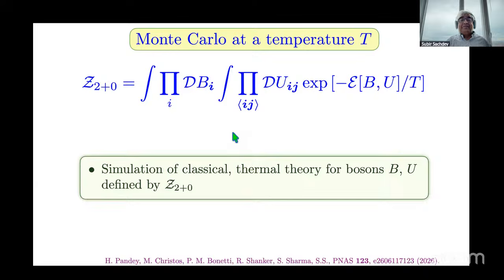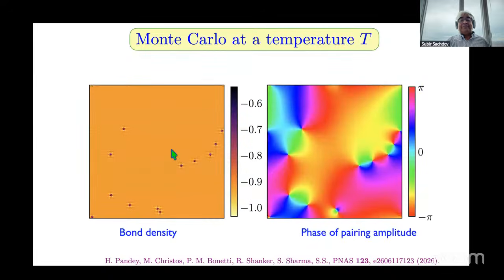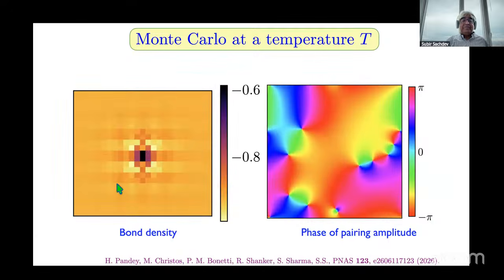Here's a low energy snapshot of this static configuration of the gauge fields and the Higgs field. If you look at the gauge invariant quantities, in this case the phase of the usual pairing amplitude, you'll see these vortices here. And this is the bond density for each vortex. You notice that everywhere there's a vortex, there's some structure in the bond density. And if you zoom in, you see this period 4 modulation. That period 4 is, of course, chosen by our parameters.